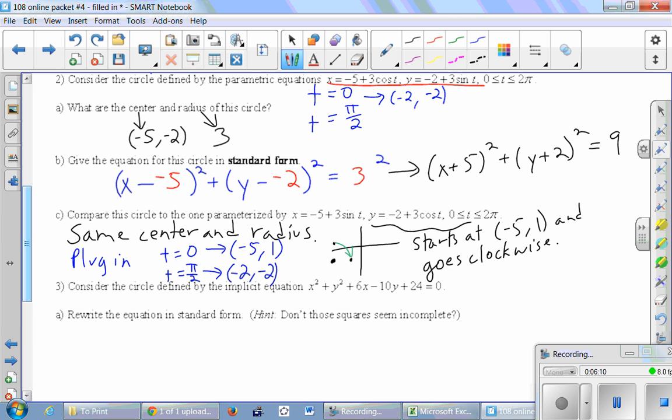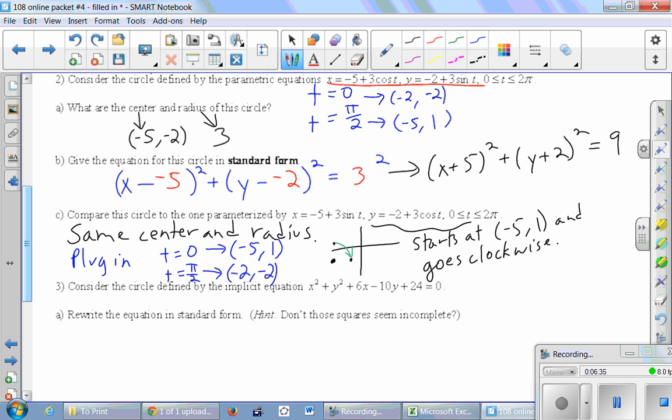That's the difference. And let's plug in the other point to find the orientation in which it's drawn. Cosine of pi over 2 is 0, 3 times 0 is 0, that whole thing is negative 5, comma. What are we plugging in? Pi over 2 right here. Sine of pi over 2 is 1, 3 times 1 is 3, minus 2 plus 3 is positive 1.